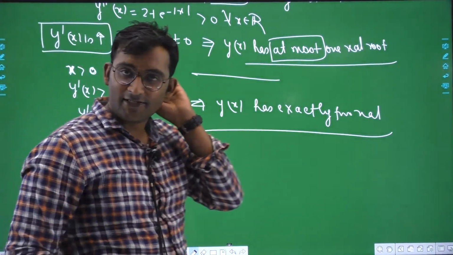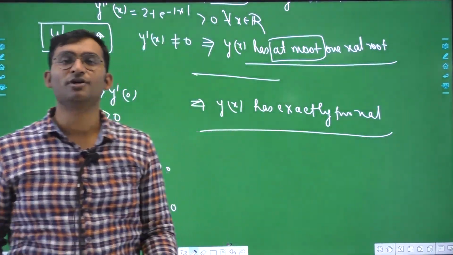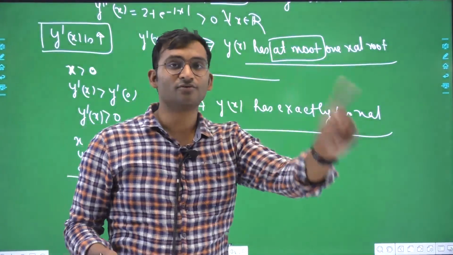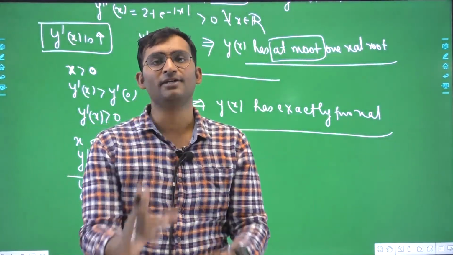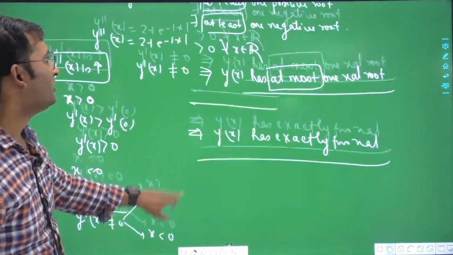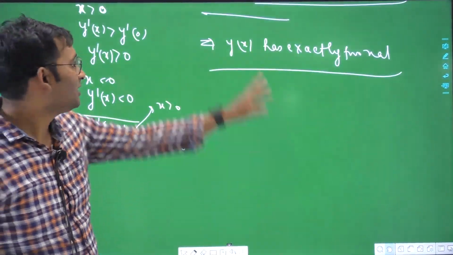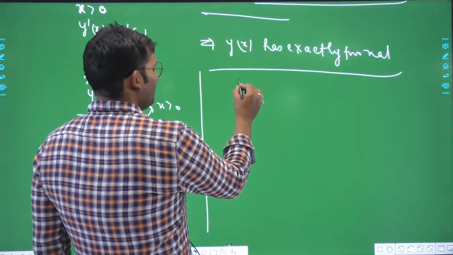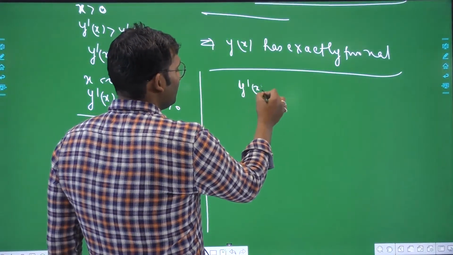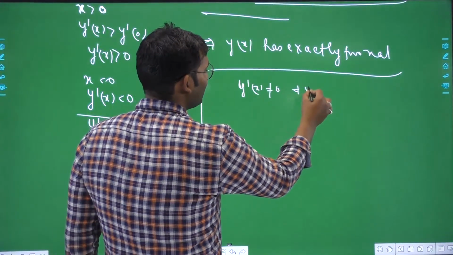So whenever you have y dash x non-zero, as a consequence of Rolle's theorem, y dash x has at most one real zero. So at most and at least it implies only one real root. So you have one real root on the positive side, one real root on the negative side. It implies exactly two real roots. अब इसका क्या मतलब होता है देखिए. Y dash x non-zero implies y x has at most one real root.